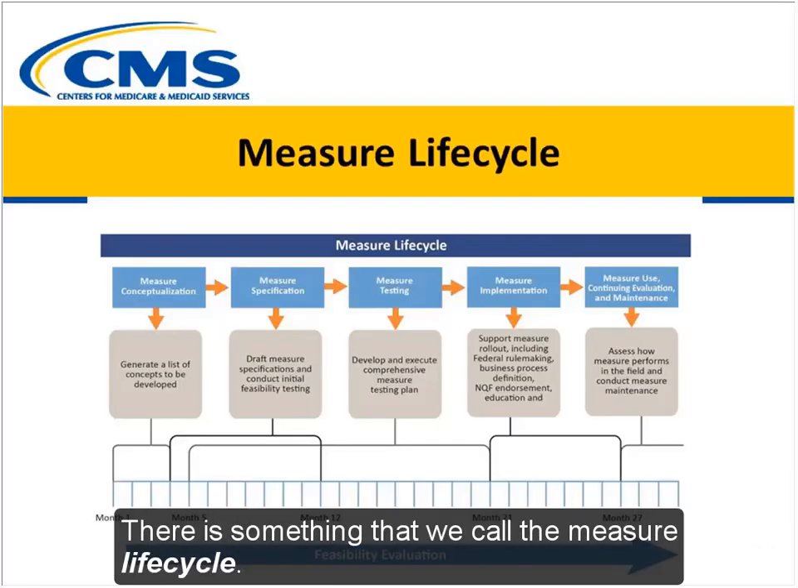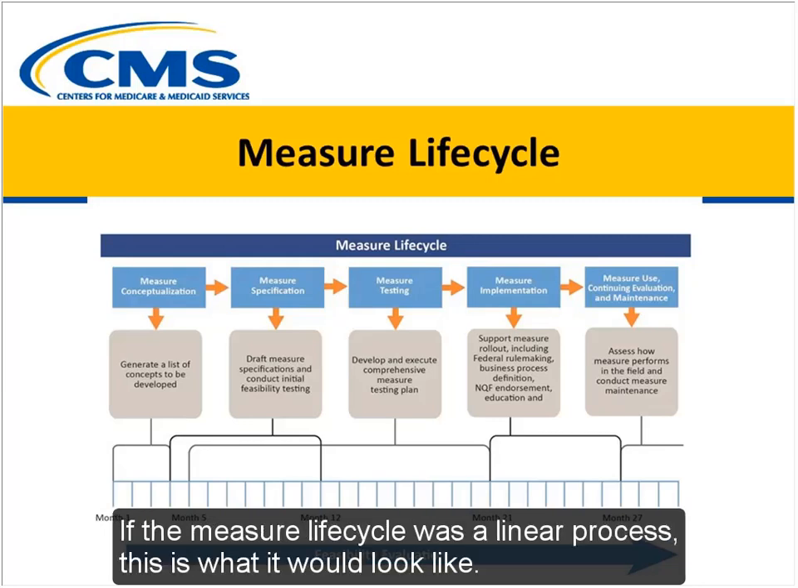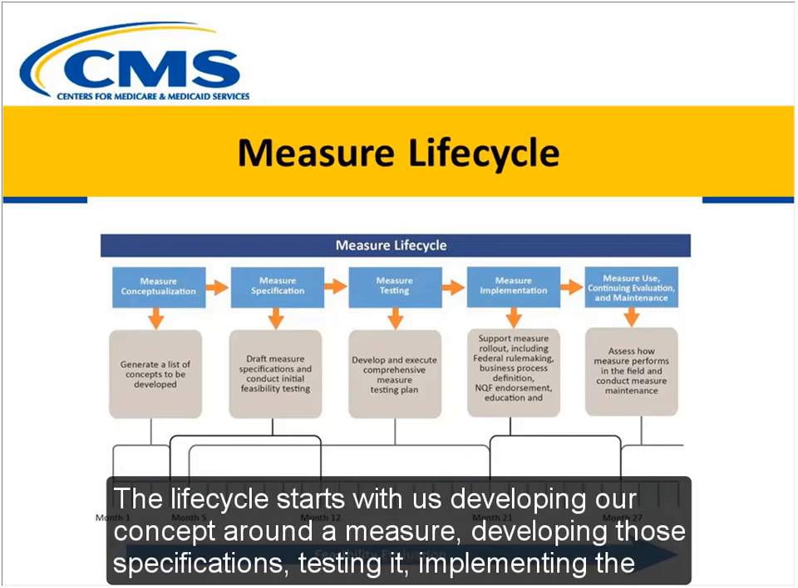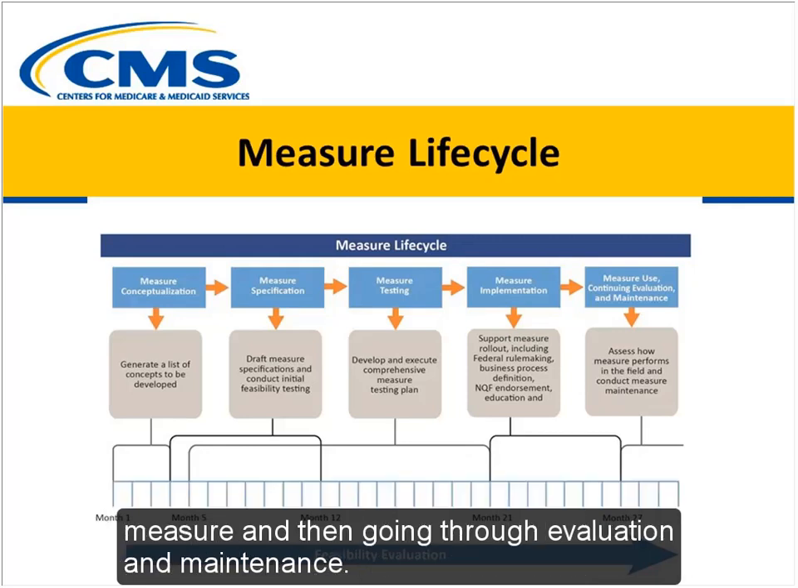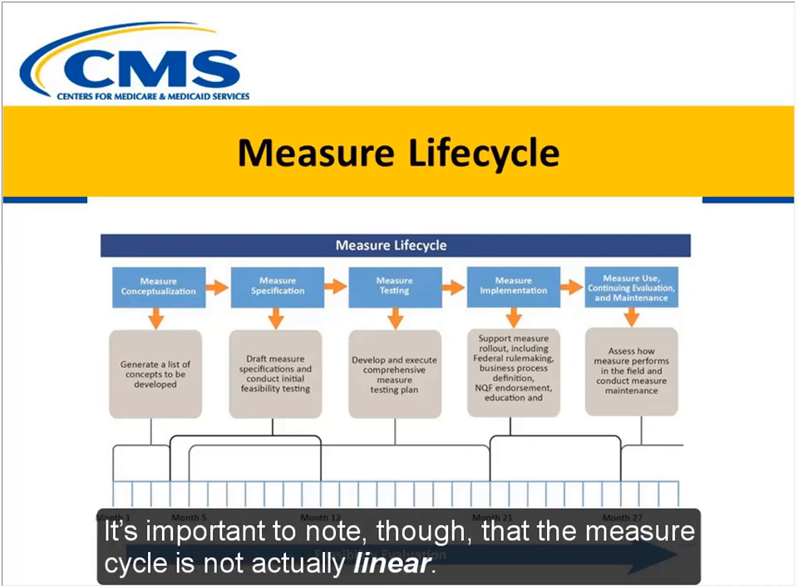There's something that we call the measure life cycle. And if the measure life cycle was a linear process, this is what it would look like. The life cycle starts with us developing our concept around a measure, developing those specifications, testing it, implementing the measure, and then going through evaluation and maintenance. It's important to note, though, that the measure cycle is not actually linear.